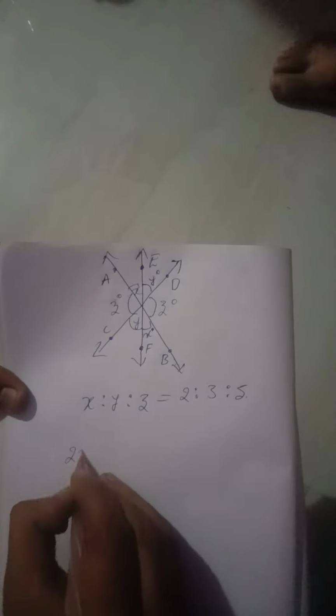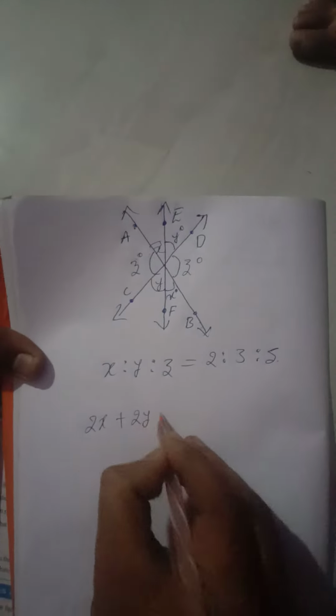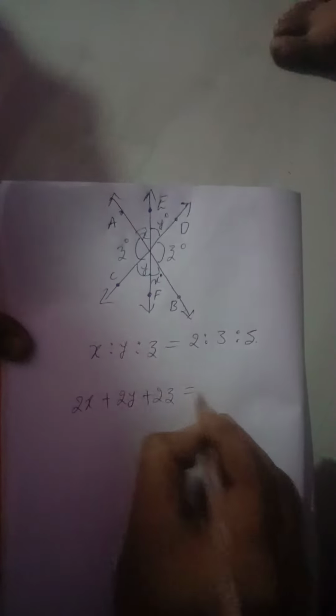Opposite angles are equal. This is also x. This opposite angle is equal, y. This opposite angle is equal, z. How many x's are there? 2x is there. 2x plus 2y plus 2z is equal to 360 degrees.